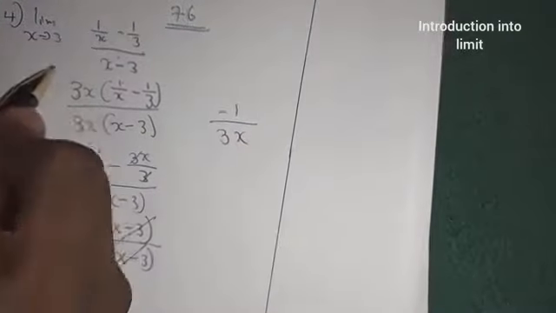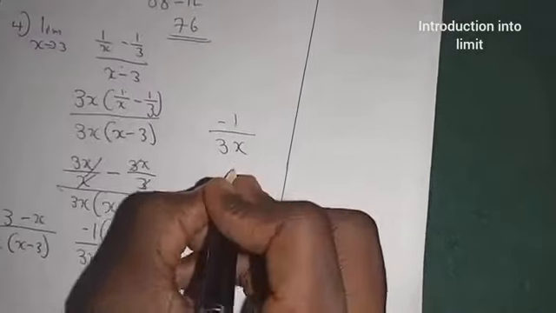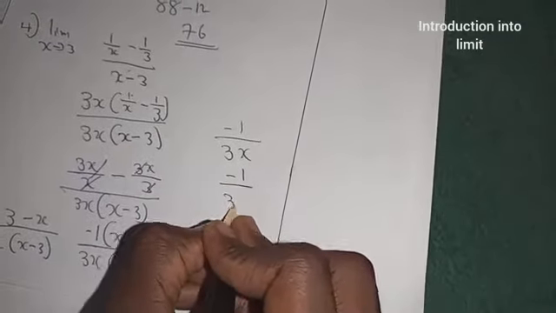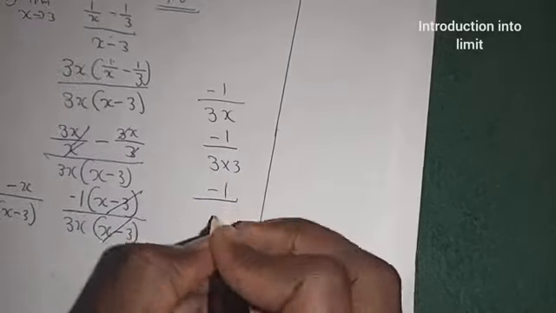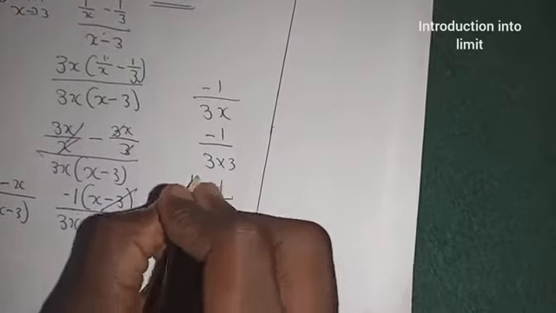And what is our value of x? It is 3. Now we'll substitute our value of x, which gives minus 1 all over 3 multiplied by 3. And 3 multiplied by 3 is 9. So this will be minus 1 over 9.